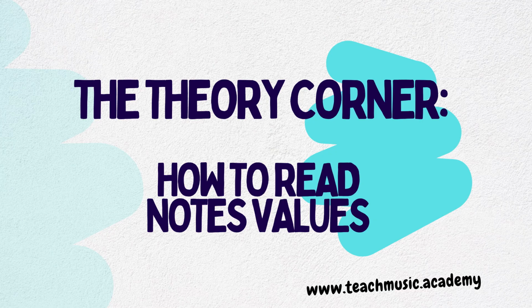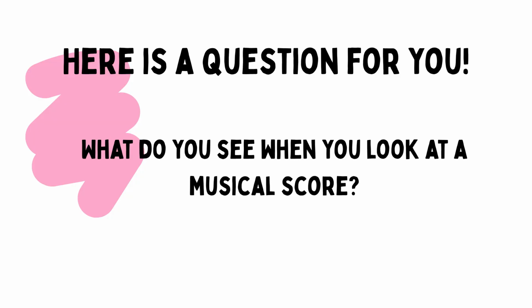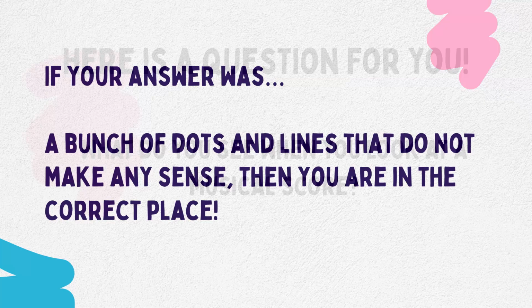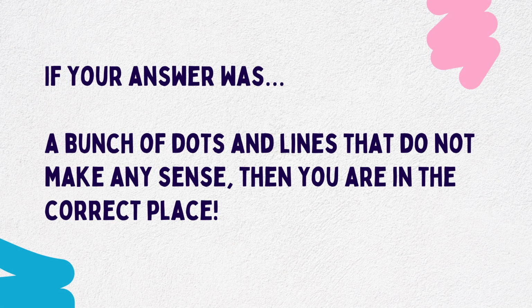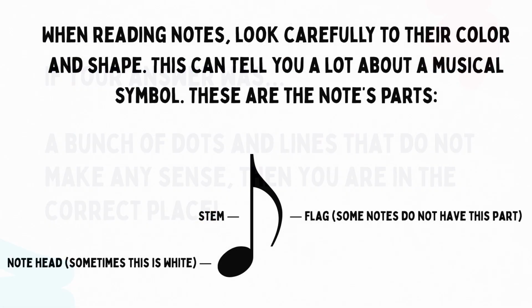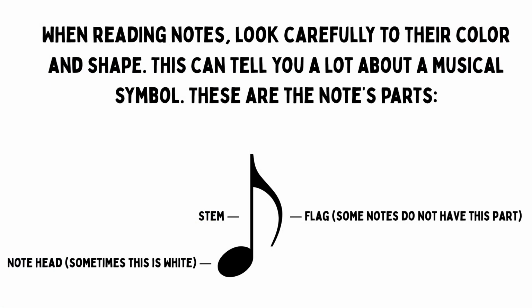In this episode, we're going to learn how to read note values. Here's a question for you. What do you see when you look at a musical score? If your answer was a bunch of dots and lines that do not make any sense, then you are in the correct place. When reading notes, look carefully to their color and shape.